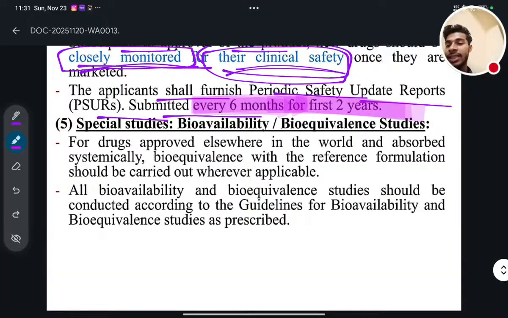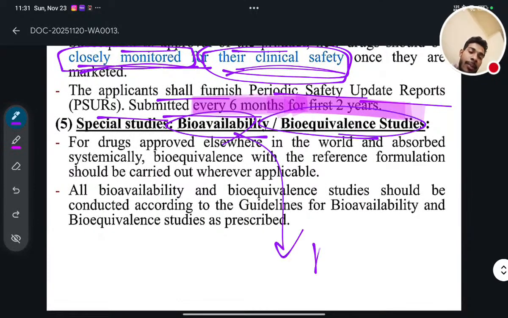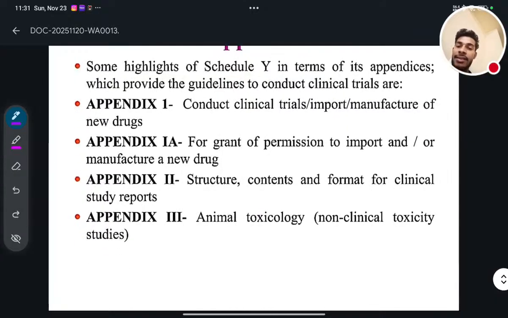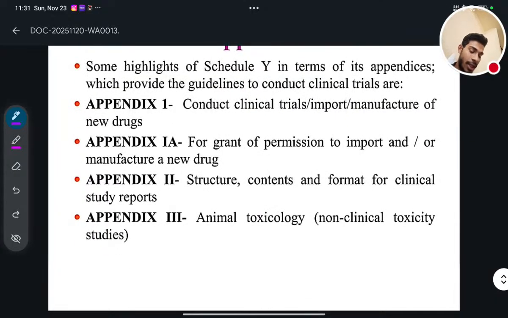We will study bioavailability and bioequivalence in BPPK, biopharmacokinetics. We will study that properly and very well. I'll mention step 5 of the clinical trial and Schedule Y there, very properly. Okay, so next, appendix. Yes, these appendices are very important. I forgot to mention, you have to remember all the 5 appendices.